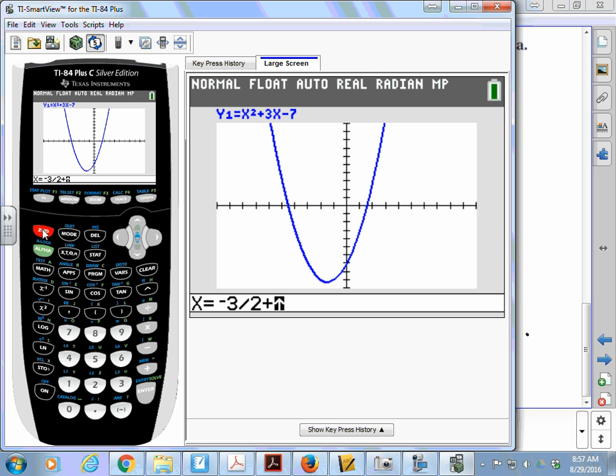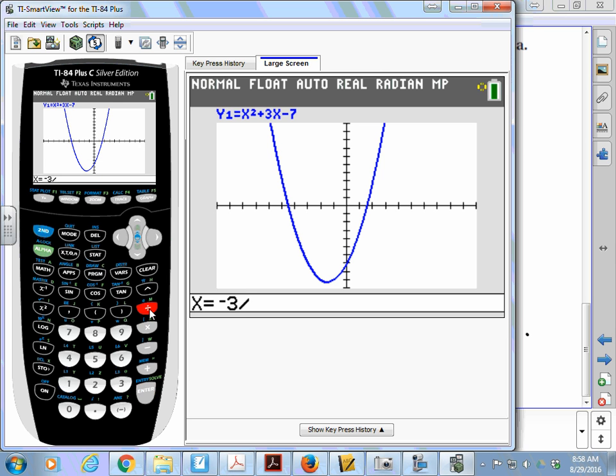So we'll do the square root of 37. Just make sure you close the parenthesis and divide by 2. All right, so it should look just like that. Square root, close the parenthesis, and divide by 2. All right, and you hit enter, and it'll take you to one of the zeros. Okay, and so then you can check the other one.